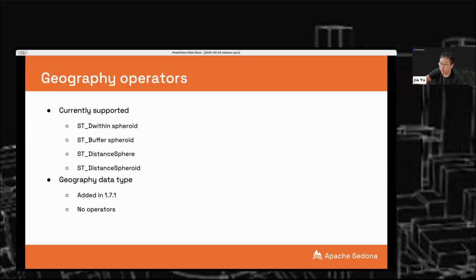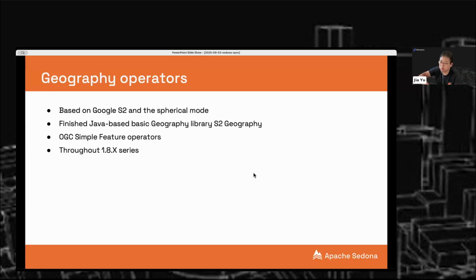So the geography data type actually was added a while back in Sedona 1.7.1. However, it is just there as a placeholder and does not have any corresponding operators. In Sedona 1.8.0, we're going to introduce a number of geography operators on our existing geography data type. It's going to be implemented based on the Google S2 spherical Earth model, and we have actually finished our Java-based geography library called S2 Geography inside Sedona.